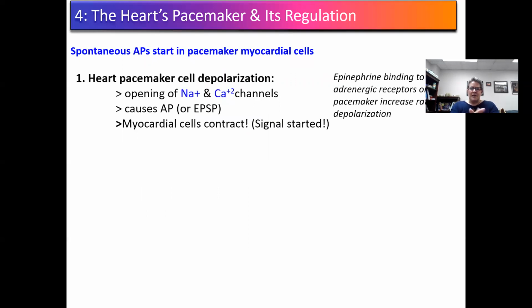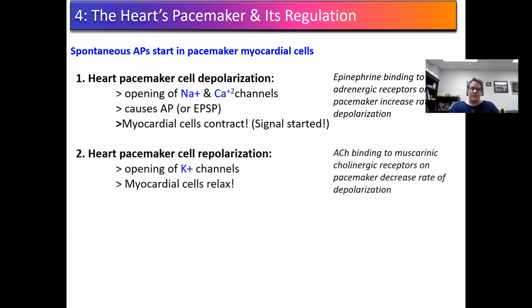So, as I said with the previous slide, when the heart rate goes up, it's usually involving opening of sodium and calcium channels. Both those ion channels will cause the heart rate to go up. This happens when epinephrine binds to the beta 1 adrenergic receptor on pacemaker cells. Now, if potassium channels are opened up, such as happens when acetylcholine binds to its muscarinic cholinergic receptor on pacemaker cells, that makes the heart rate go down.